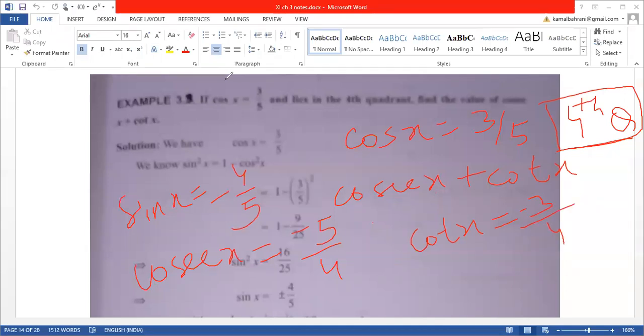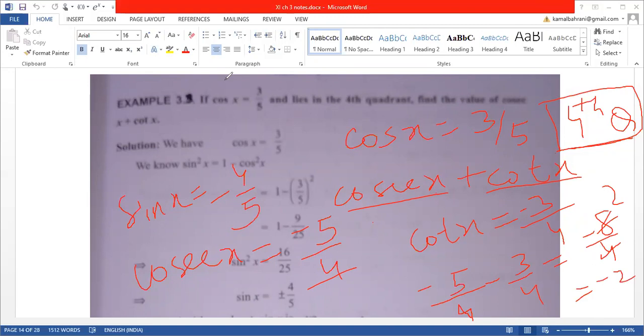Now what do we have to calculate? Basically we have to calculate cosec x plus cot x. So cosec x is this, cot x is this. When we add it, what will we get? Minus 5 by 4 minus 3 by 4. When the denominators are the same, we add the numerators. Minus 5 minus 3 will be minus 8 by 4. Now this can be written as minus 2. The answer will be minus 2.